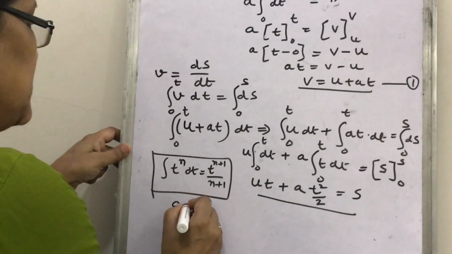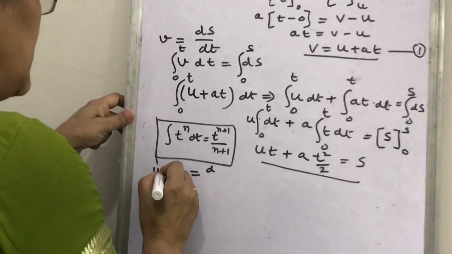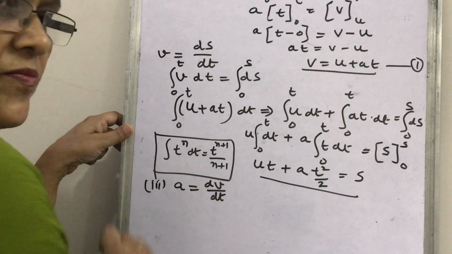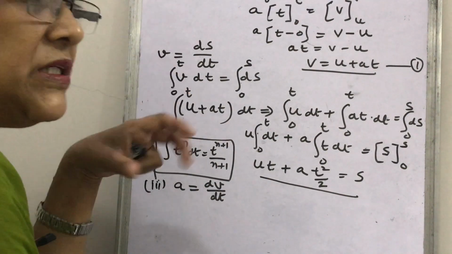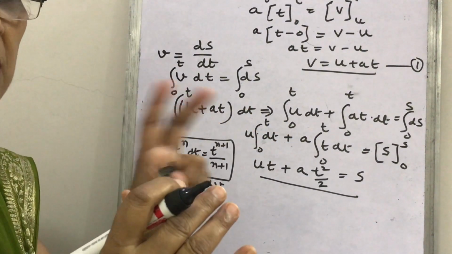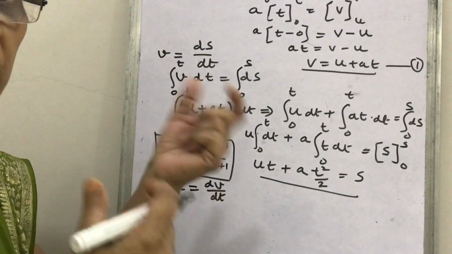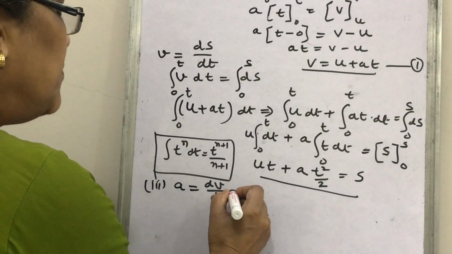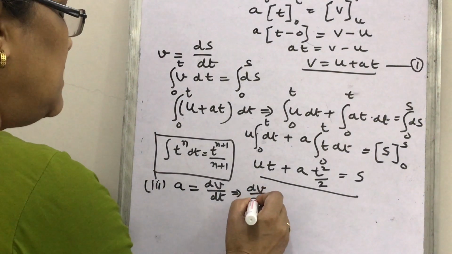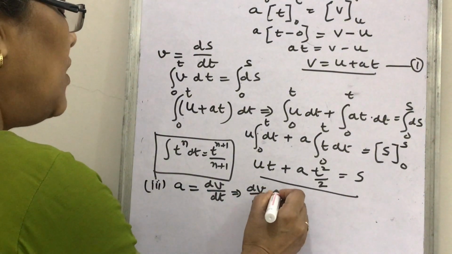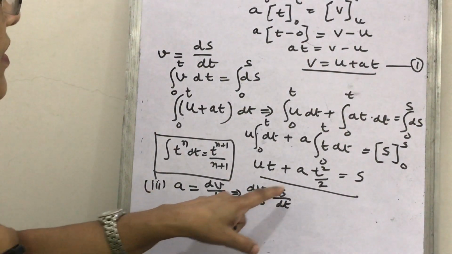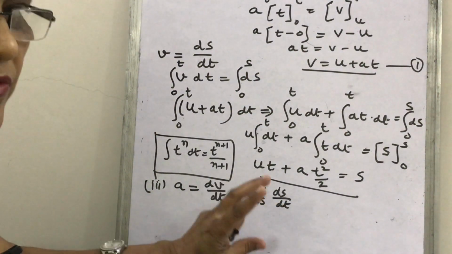Suppose for the third equation, you know a equal to dv by dt, and what is the third equation? v square equal to u square plus 2as. There is no t. Then what will you do here? You will divide and multiply this dv by dt by ds. You divide by ds, multiply by ds, and write here dt. Look, this ds will be cancelled, dv by dt will remain as it is.